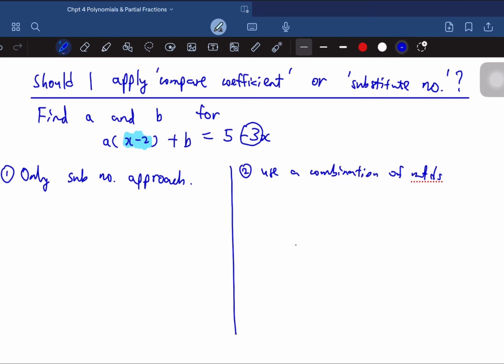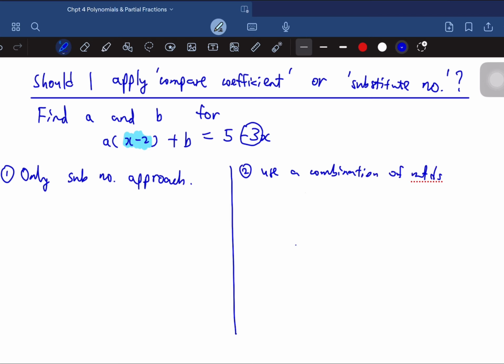So for example here, should I apply the compare coefficient method or sub number method, or use a combination of both methods? So I'll showcase two approaches. For example, the first approach, only the sub number approach. How do we know which number to sub in?